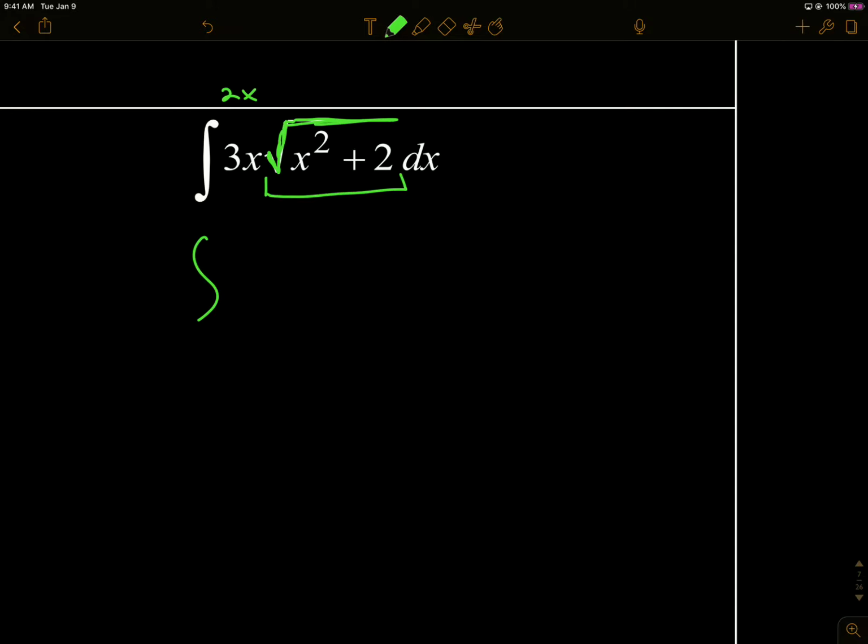If I want a 2x there, I've got a 2x times the square root of x squared plus 2. This integral will work out nice. This is a reverse chain rule. The problem is, how did I just come up with a 2? How did I change my 3 to a 2?